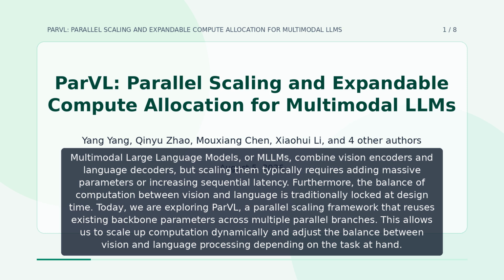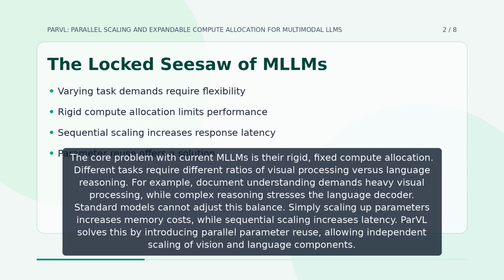This allows us to scale up computation dynamically and adjust the balance between vision and language processing, depending on the task at hand. The core problem with current MLLMs is their rigid, fixed compute allocation. Different tasks require different ratios of visual processing versus language reasoning. For example, document understanding demands heavy visual processing, while complex reasoning stresses the language decoder. Standard models cannot adjust this balance.